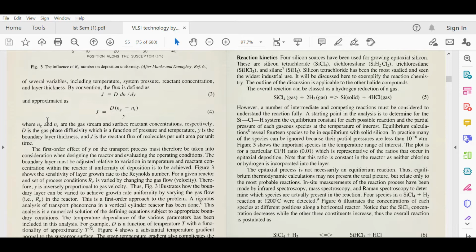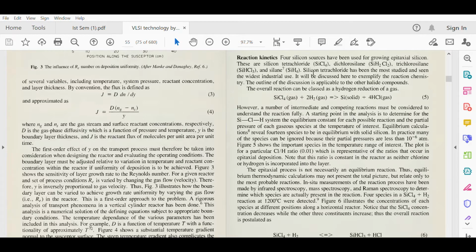Hello and welcome to this lecture. So in the last lecture we discussed vapor phase deposition, and today we will discuss the reaction kinetics related to that. Okay, so four silicon sources have been used for growing epitaxial silicon.